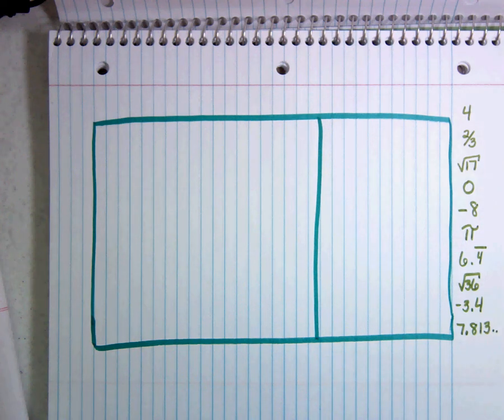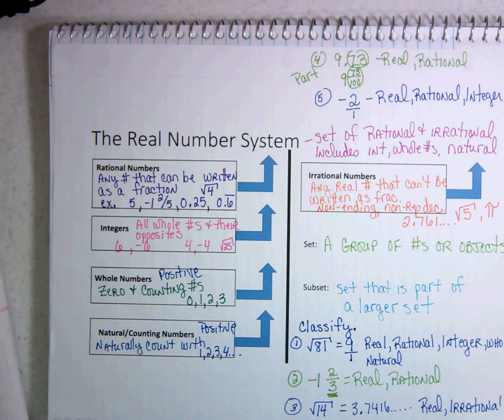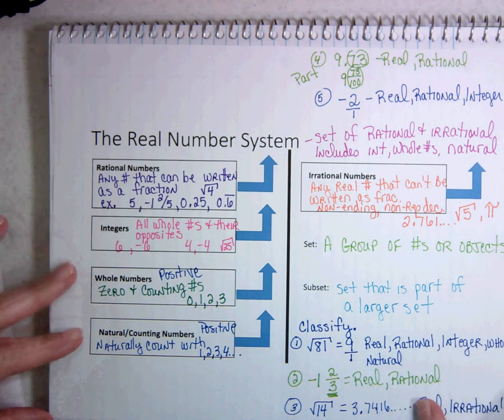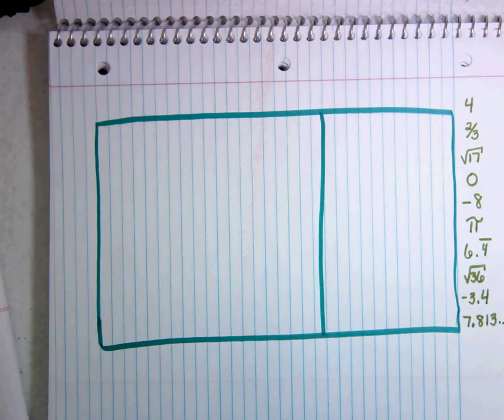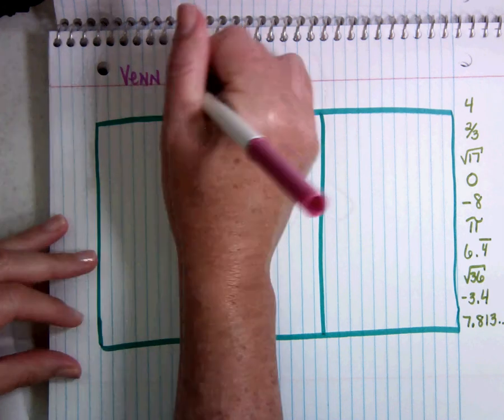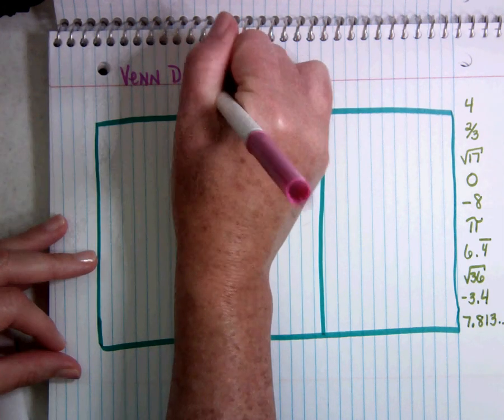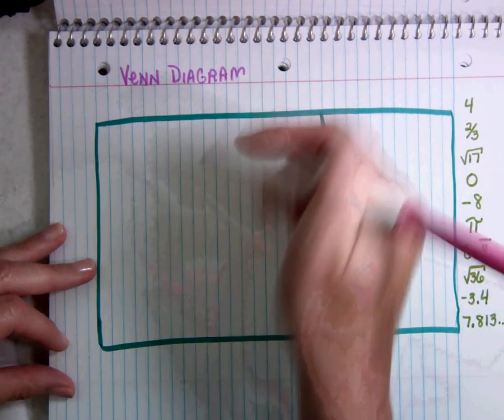Okay, so yesterday we talked about the real number system and we completed these notes and definitions and we practiced classifying numbers, okay? And so what we're going to do today is we're now going to add this information and see how it applies to a Venn diagram. So what I want you to do is turn to the next page in your notebook, and I want you to draw these boxes and label it Venn diagram.